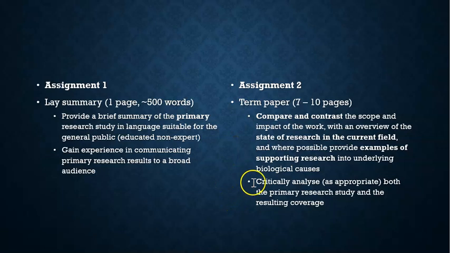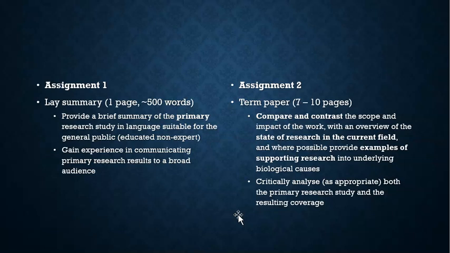The important thing here is critical analysis, okay? I want you to do critical thinking here and show me your writing skills, okay? Multiple skills are going on here. So both the primary research study and the resulting coverage, I want you to critically analyze, okay? Maybe the research paper wasn't well written. Maybe it wasn't a very good study. Analyze that. Tell me that.